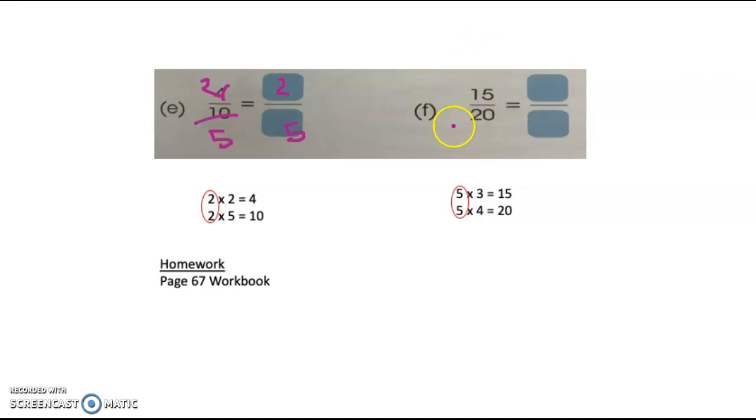See, we are looking for one number that these two numbers belong to as multiples. Okay, so 5. So these two numbers are multiples of 5. So I can divide them by 5 to get my simplest fraction. So I cut this. 5 times 3, 15. 5 times 4, 20. So my new simplified fraction is 3 over 4.